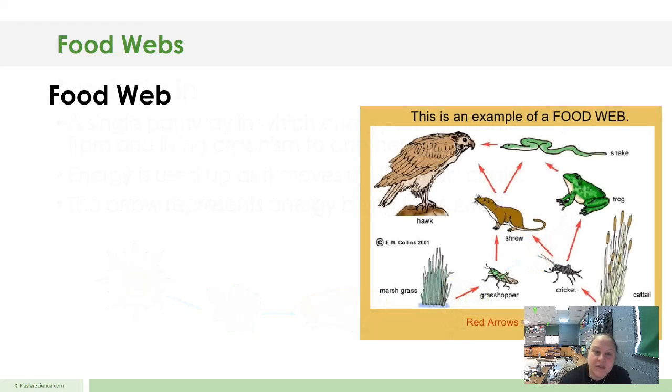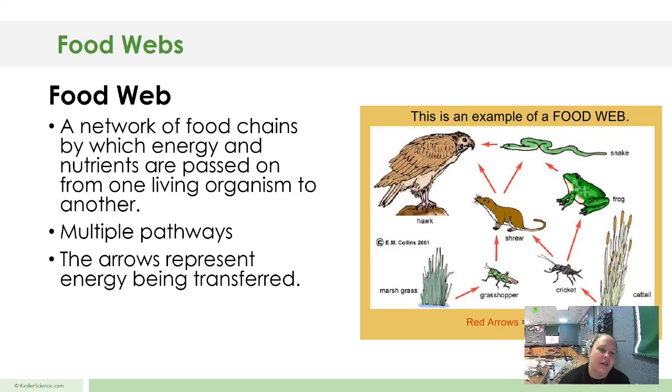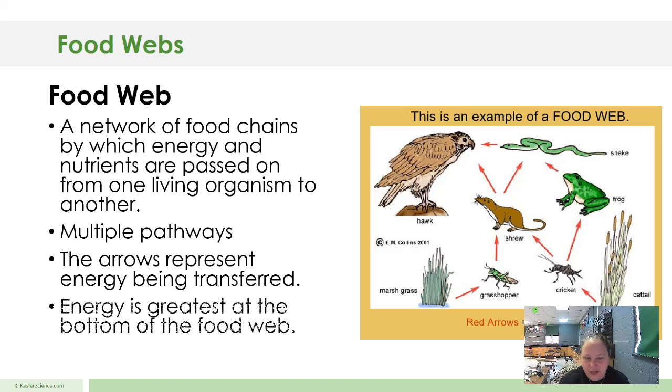Food webs are a network of food chains, so it's more than one food chain put together, by which energy and nutrients are passed on from one living organism to another. It's multiple pathways. The arrows represent the energy being transferred. Energy is the greatest at the bottom of the food web.